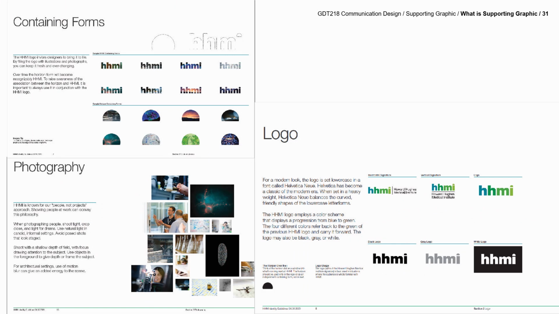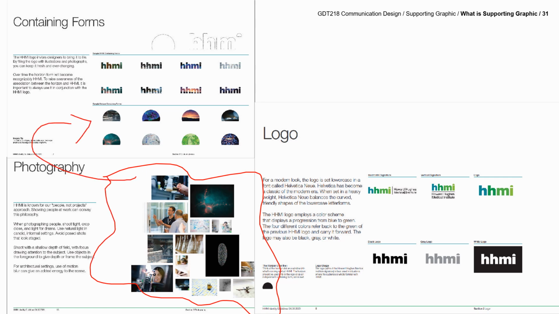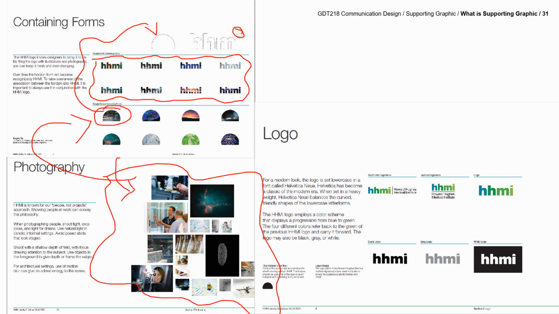Another example is from HHMI. HHMI is the Howard Hughes Medical Institute. So this is the photograph that they shot as the brand image for HHMI. They apply all the photos inside the symbol of the logo. So the symbol of the logo is taken from here and also here. So these are all the forms of the logo that have been applied from the pictures here to enhance their brand value and brand image of HHMI.